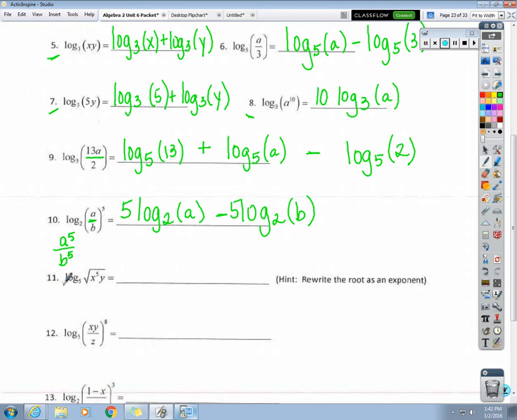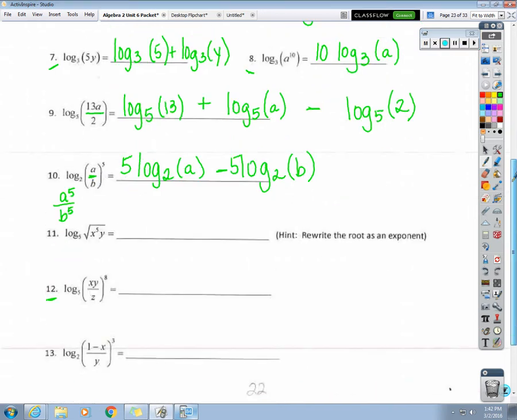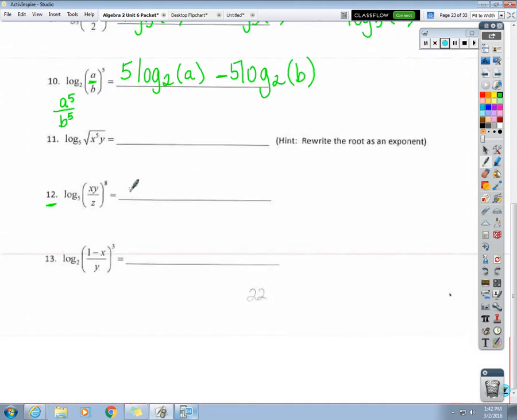Okay, skip number 11 for a second and try 12. Okay, let's look at it. Number 12. How many times do I need to write log base 5? 3 times. Log base 5 of x, log base 5 of y, and log base 5 of z. Okay, what sign goes in between the x and the y? Plus. What sign goes over here? Okay, what all's raised to the 8th power? All of them. So I put an 8 in front of each one of them.